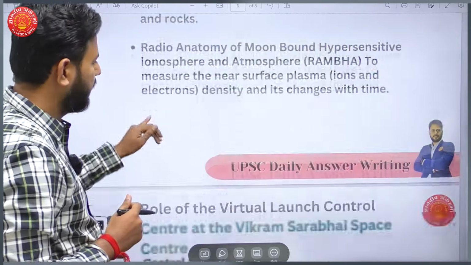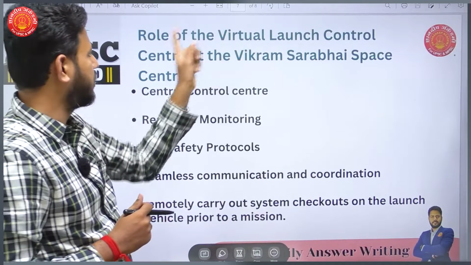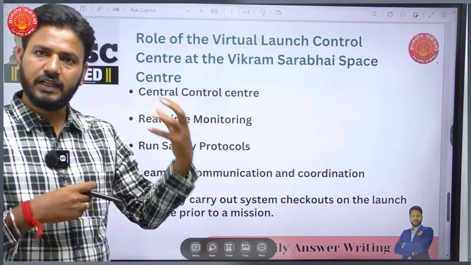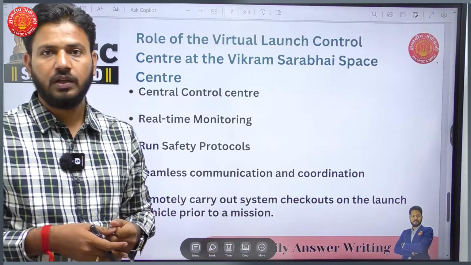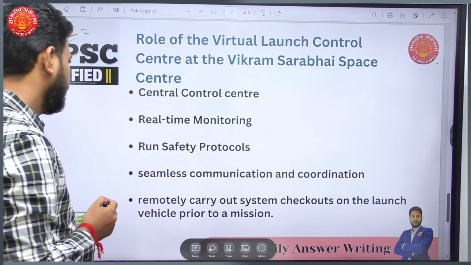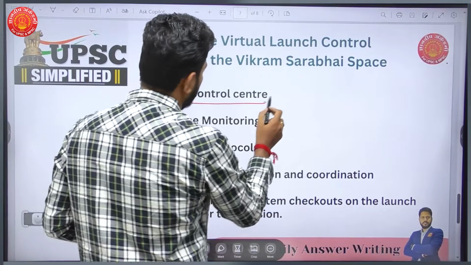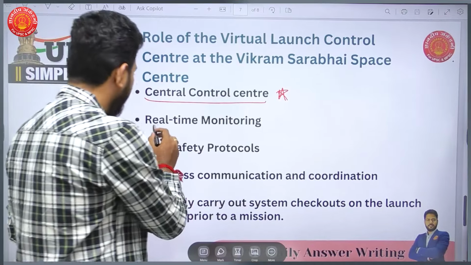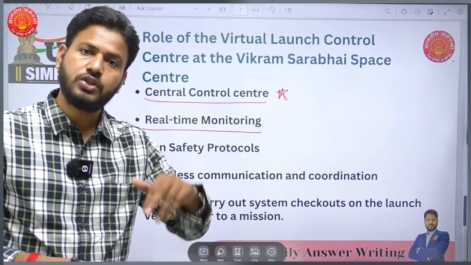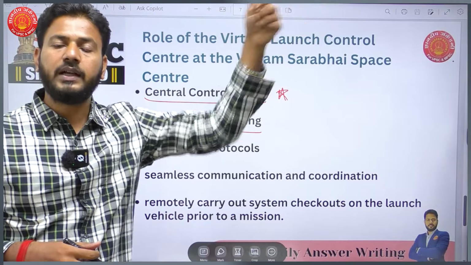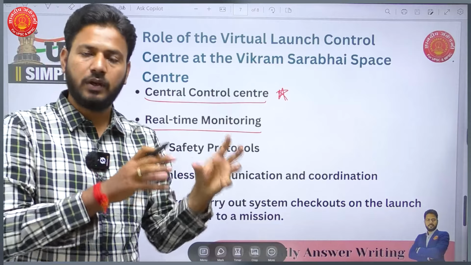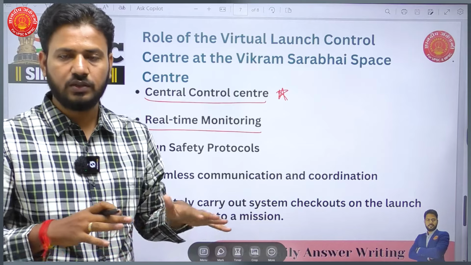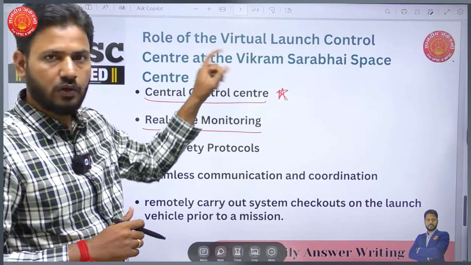Then you have the last part. What is the role of the Virtual Launch Control Center at Vikram Sarabhai Space Center? This center played a very crucial role in the success of this mission. What role did it play? Very simple again. The first role was that it acted as a central control system through which the entire mission was controlled. Then it helped in real-time monitoring of the mission, right from the launch to entering the orbit of the moon. All this real-time monitoring across different ground centers of ISRO was controlled because of this Virtual Launch Control Center.